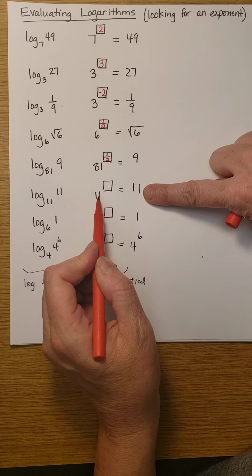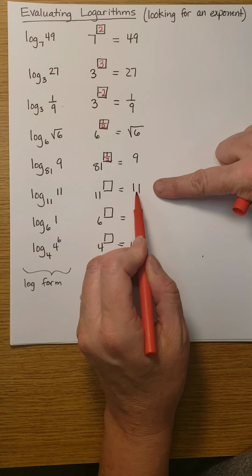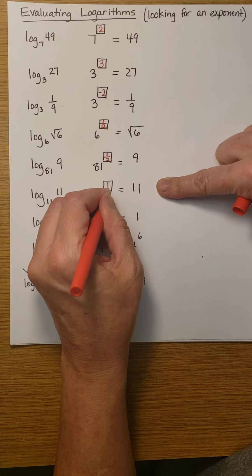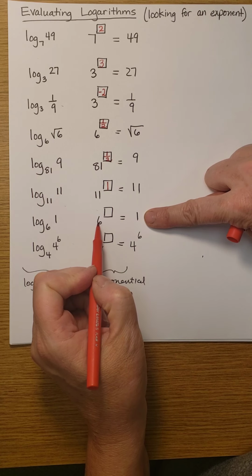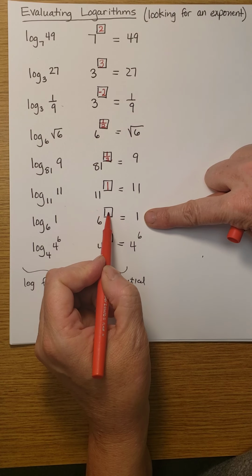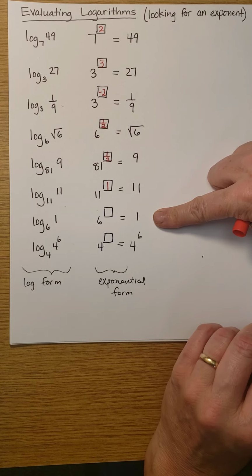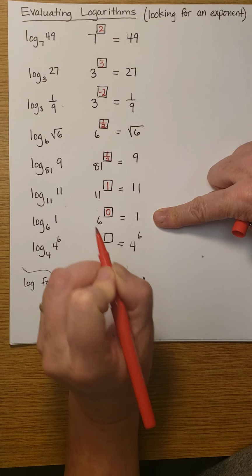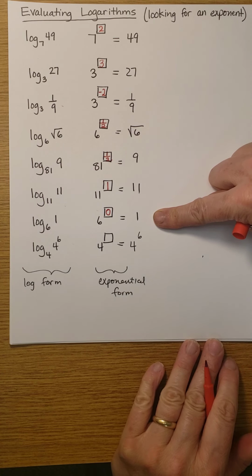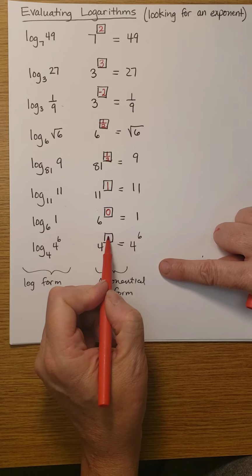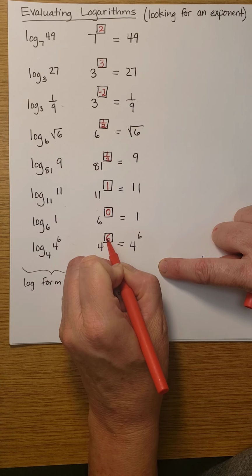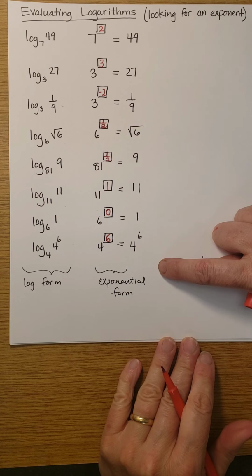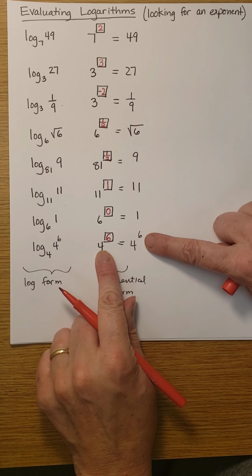So 11, what power on 11 is going to give me 11? Well, that's pretty obvious to be 1. Here, I have 6 to what power equals 1? Well, anything to the power of 0 is going to be 1, so we know that has to be 0. And finally, 4 to what power is 4 to the 6th? Well, that's pretty obvious that the power has to be 6.